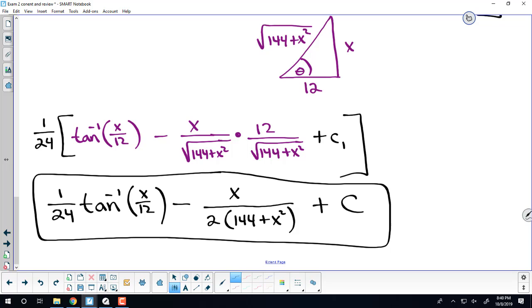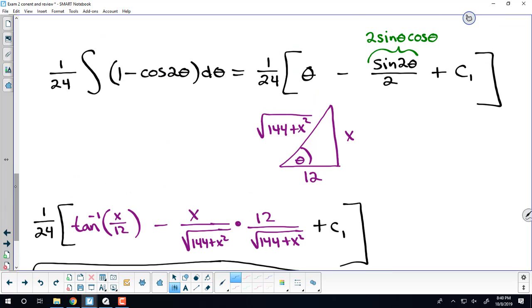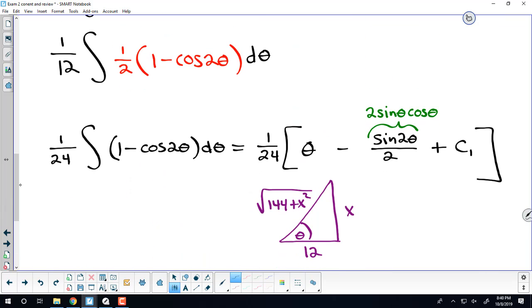So on trig sub problems on the exam, don't leave your answer in terms of theta. You would get points taken off if you left your answer in terms of theta. You have to convert back to the original variable.